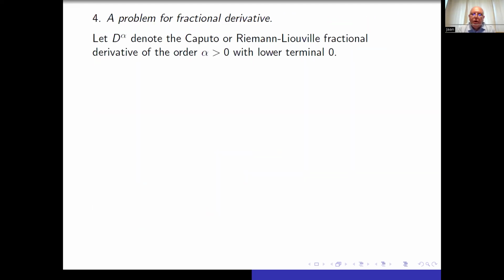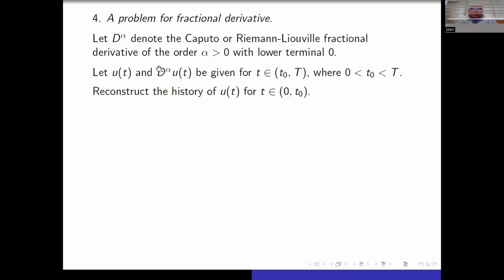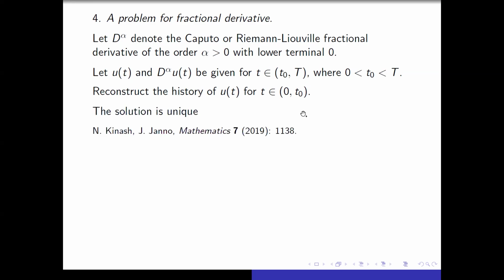So let's move now to another problem that I have also studied, where I consider the fractional derivative of the order alpha with lower terminal 0 here, and pose such a problem that function u and its fractional derivatives are given in some interval from t0 to capital T, where this t0 is between 0 and capital T. And then the aim is to reconstruct the history of this function u from 0 to t0. And the solution is unique.